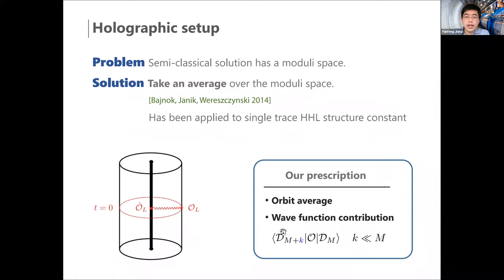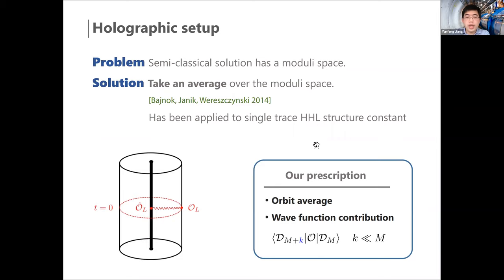Then there is something new in our paper. Previously, when we computed the heavy-heavy-light structure constant, we usually considered the case where the two heavy operators have the same charge. This corresponds to some diagonal form factor. But actually, we show that we can do slightly better. We can consider the three-point function where the two heavy operators have slightly different charge. For example, we can consider this D to have the charge M plus K, where K is much smaller than M, so that it will not modify the saddle point. These two are the crucial new ingredients that we need to establish the prescription.